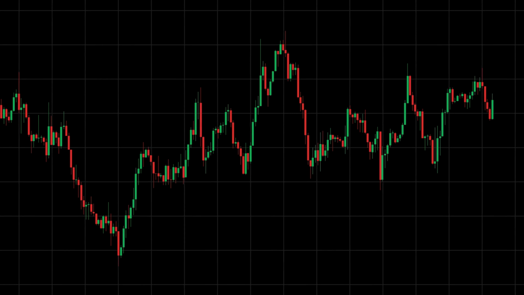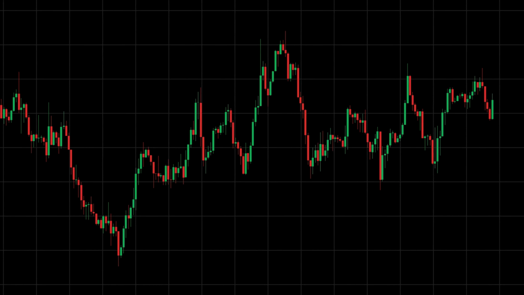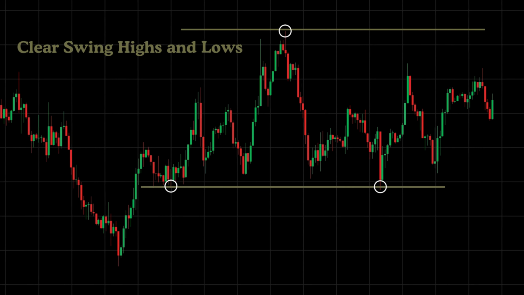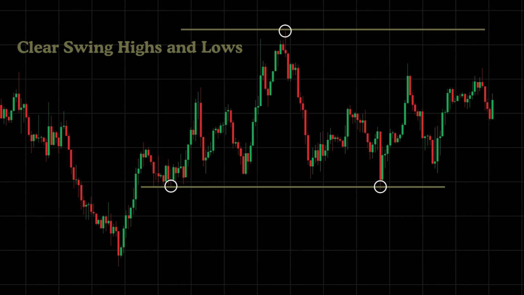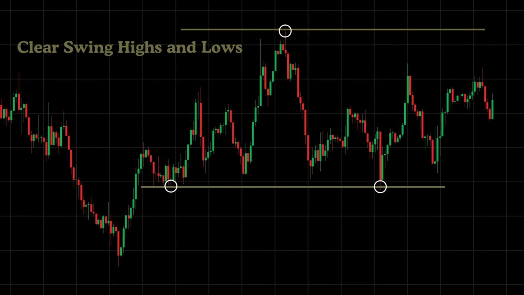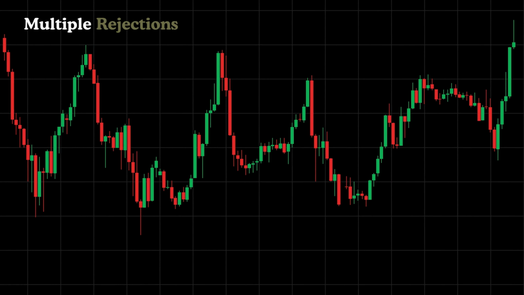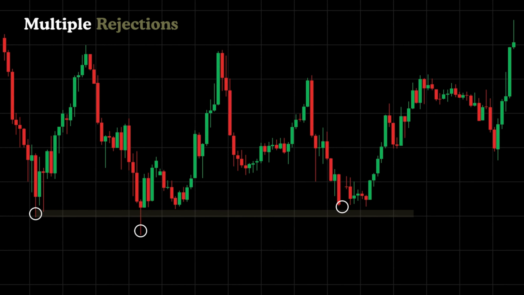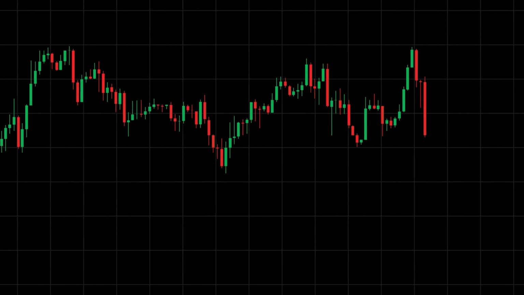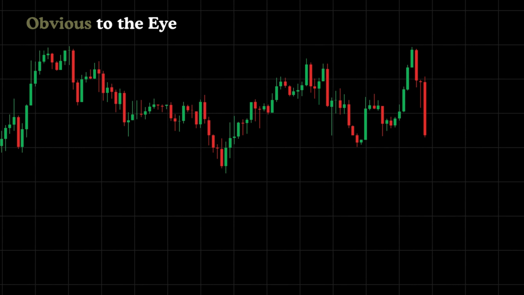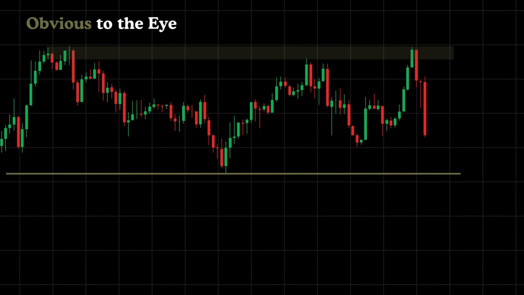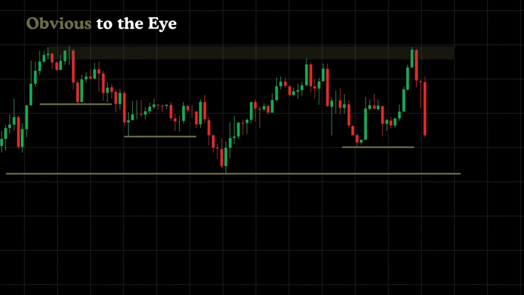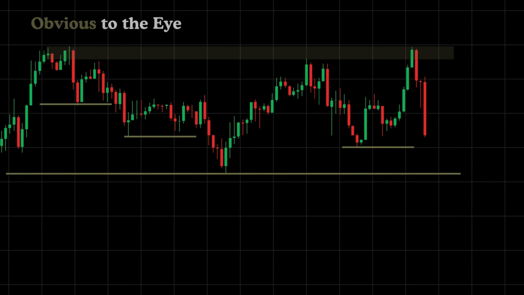Here's what to focus on when identifying high probability support and resistance levels. Clear swing highs and lows. Stick to the most recent extremes, the highest highs and lowest lows that stand out clearly. Multiple rejections. The more times price rejects a level, the more likely other traders are watching it, which means more liquidity sitting there. Obvious to the eye, strong levels should be easy to see. If you have to force it or squint, it's probably not reliable. Obvious levels attract retail attention, and that's where smart money hunts.